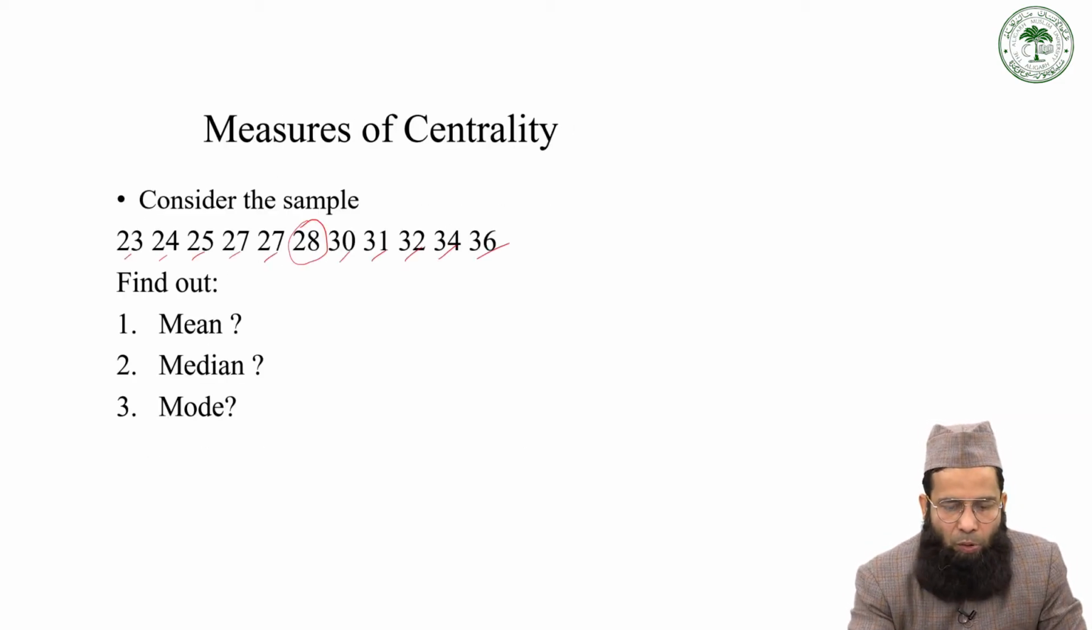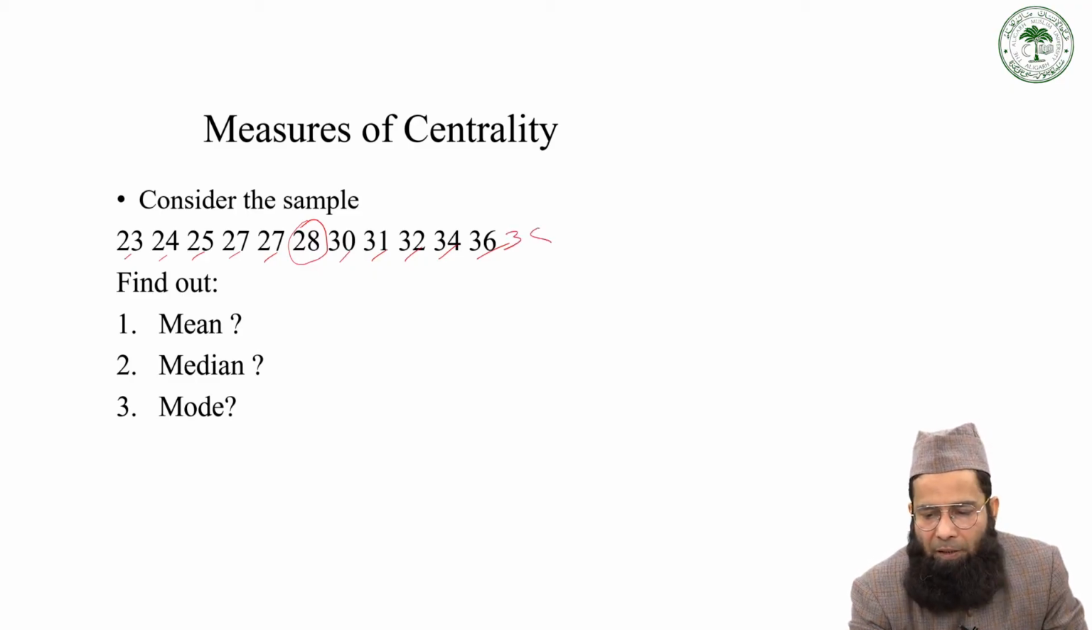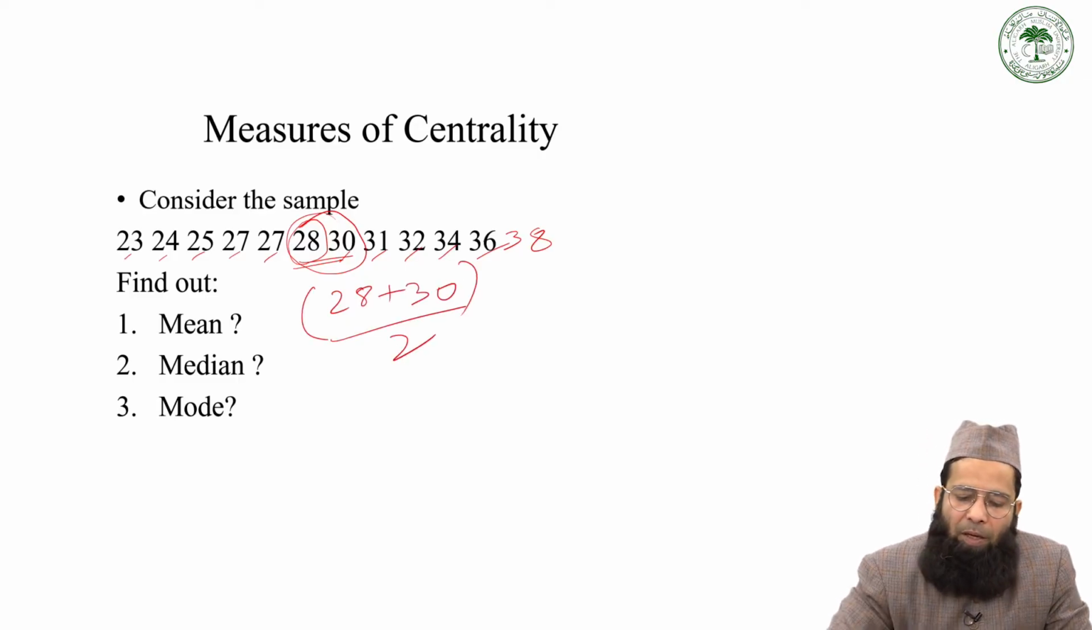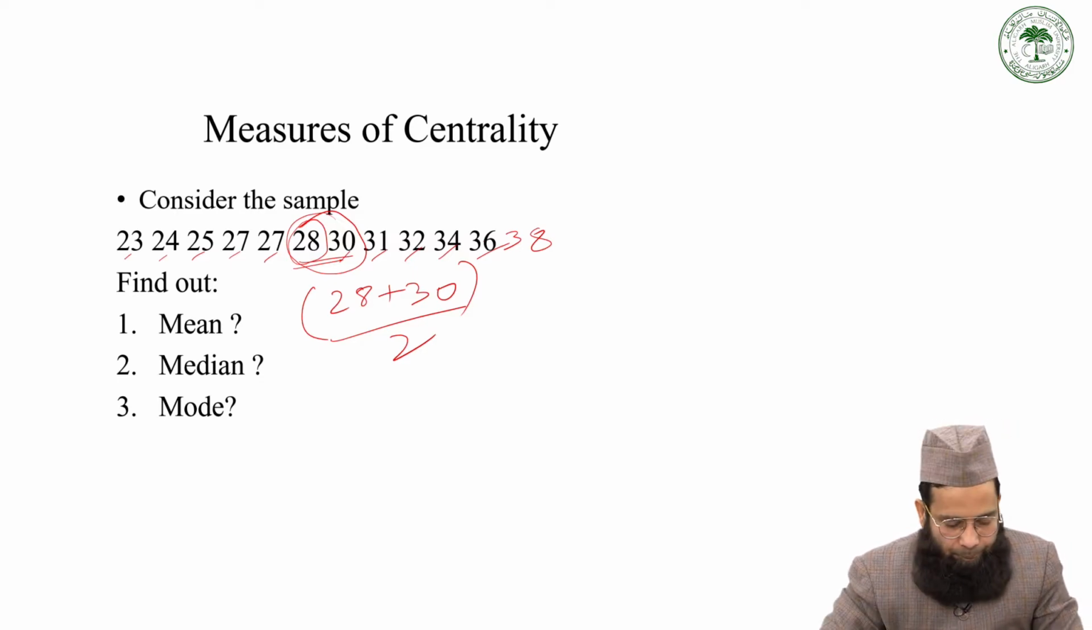So we have seen how to calculate mean, median and mode. Suppose there is one more element, 38, right? So what would be the median in this case? You need to sum the two middle values, 28 plus 30, and then divide by 2. So this would be the median, right? And again the mode would remain the same.